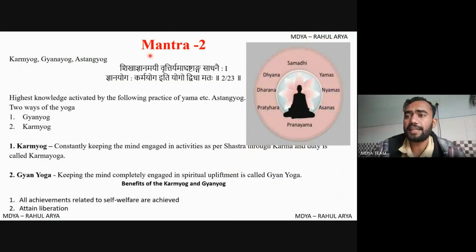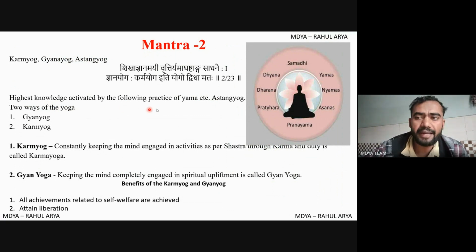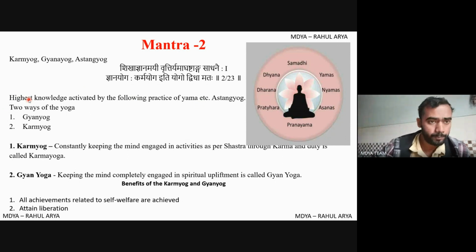Nice. Next, in Mantra 2 of the Brahmana, there is a description of Karma Yoga, Jnana Yoga, and Ashtanga Yoga. In Mantra number 23, it is mentioned that the highest knowledge is activated by following the practice of the Yamas. It means that by following Ashtanga Yoga we can get the highest knowledge. We can activate our knowledge; knowledge is not from outside. Swami Vivekananda also says the same: every human is full of knowledge, and we only need to activate it. Know yourself, and your knowledge will automatically activate.